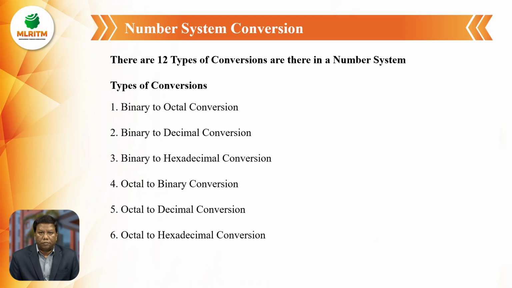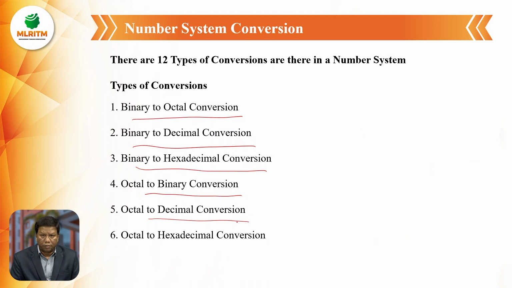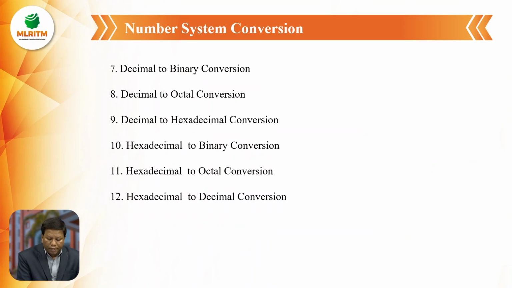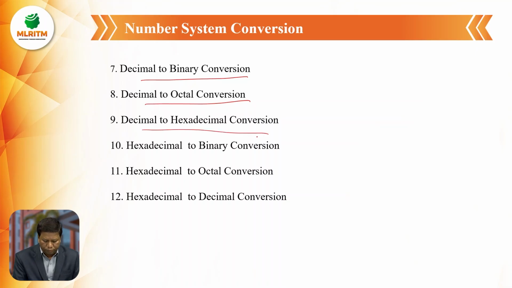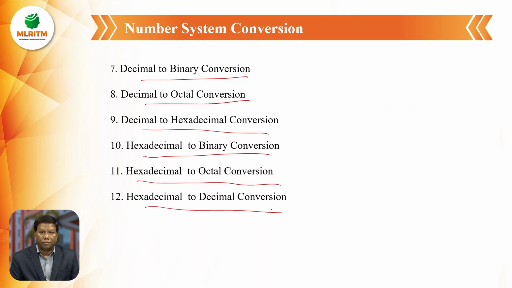Number system conversions. There are 12 types of conversions. First one is binary to octal conversion, binary to decimal conversion, binary to hexadecimal conversion, octal to binary conversion, octal to decimal conversion, octal to hexadecimal conversion, decimal to binary conversion, decimal to octal conversion, decimal to hexadecimal conversion, hexadecimal to binary conversion, hexadecimal to octal conversion, hexadecimal to decimal conversion.